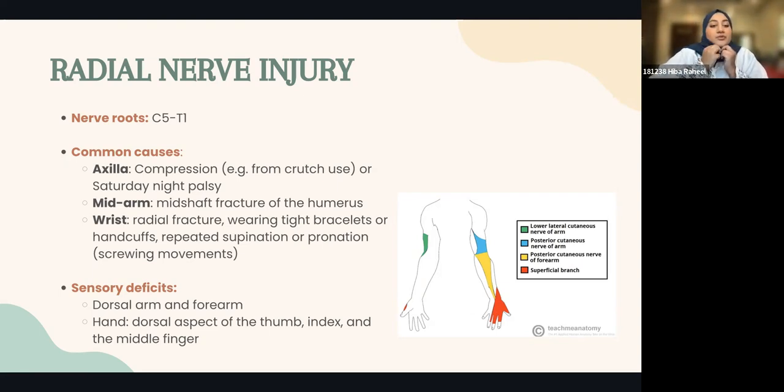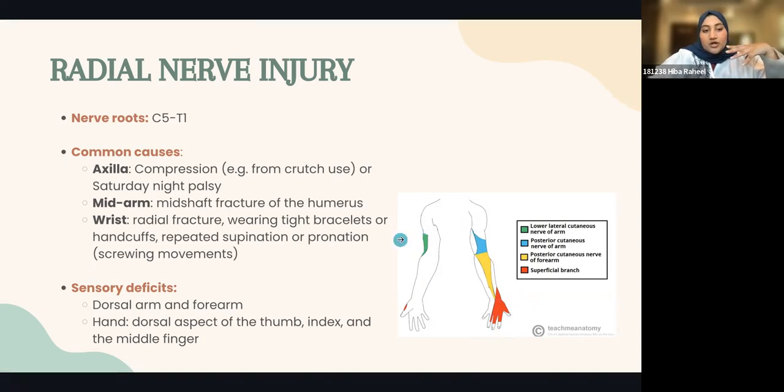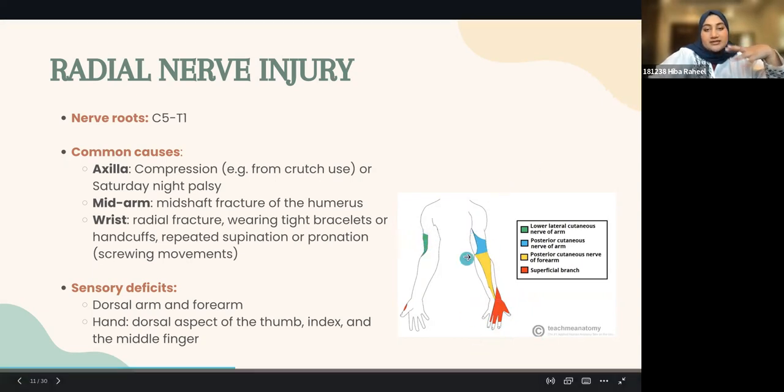Okay, now the sensory deficits. The major nerve supply of the posterior hand, so not just the hand, but also the forearm and the back of the arm, is your radial nerve. As you can see in this image, it covers a very significant portion of your hand, and then the forearm, and then the shoulder region. So a damaged radial nerve can cause a sensory deficit in the following regions.